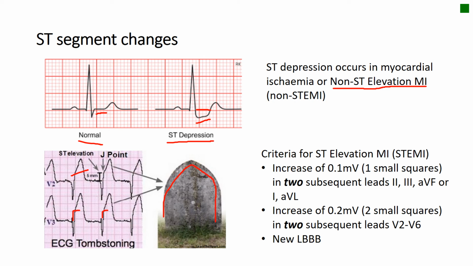You get that shape. And so the criteria, if you want to be strict about it, is at least 1 small square in 2 subsequent leads in 2, 3 and AVF. Remember, that's the inferior leads, or 1 in AVL, which is the lateral leads. Or if you're looking at the anterior leads, it's got to be 2 small squares, a bit more elevation on the anterior leads between V2 and V6, or a new left bundle branch block.